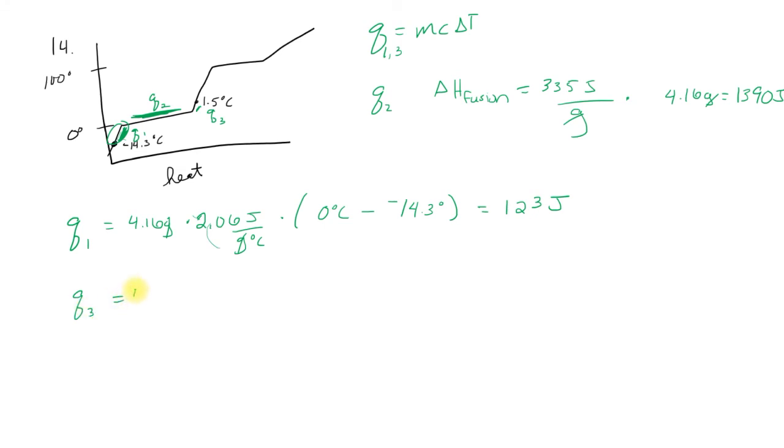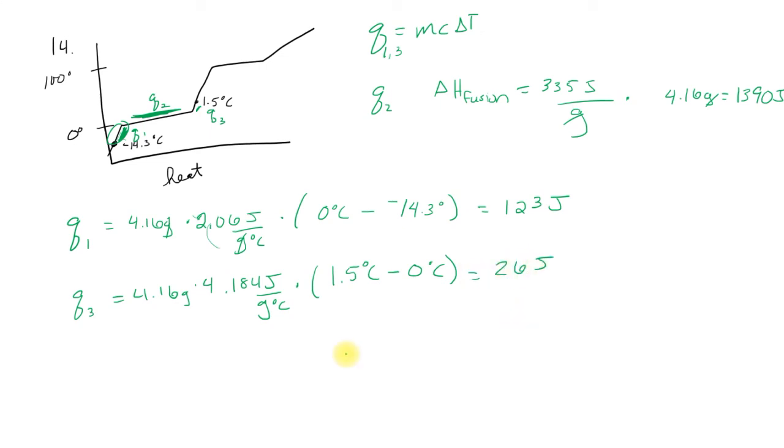Q3, similar deal, same mass, because melting something doesn't mean you get more of it. But now we have a different value for our heat capacity because water absorbs more heat as a liquid than a solid. And then our temperature change, it ends at 1.5, so that's our final. And our initial for the liquid water was 0. Alright, so smaller temperature change. And so overall we get 26 joules.